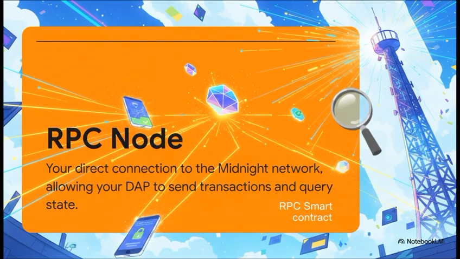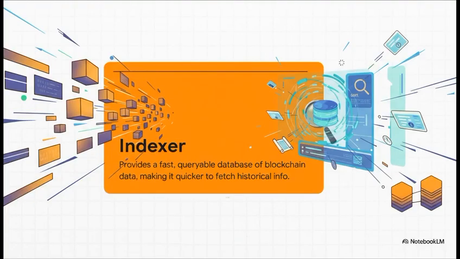The RPC node is your main gateway. It's like the main communication tower for your application. Anytime you send a transaction or need to check the current state of a contract, you're talking directly to this node. Now, the indexer is really interesting. While the RPC node is busy handling live transactions, the indexer is more like a specialized search engine for the blockchain. It's what makes your app feel super fast and responsive, because it can pull historical data really efficiently without slowing down the main node.